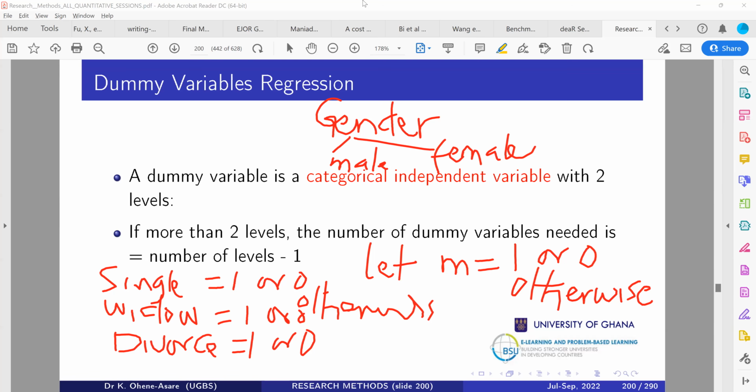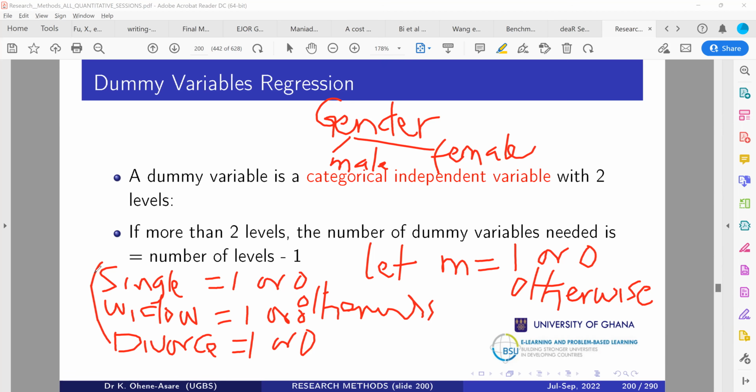So how many levels are actually in this particular marital status here? It's not 2 levels, Nana. It is 4 levels. So how many dummies should we have here? That's good, 4 levels. How many dummies should we have? 3 dummies. Somebody says 5. Hey, 3 dummies. And that is why you can see that I have written the 3 dummies.